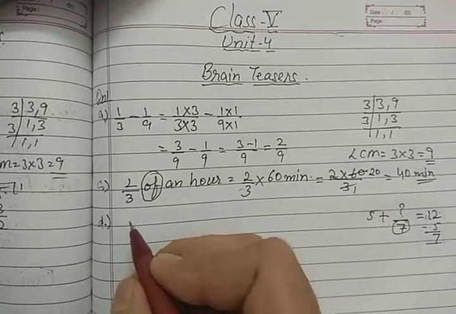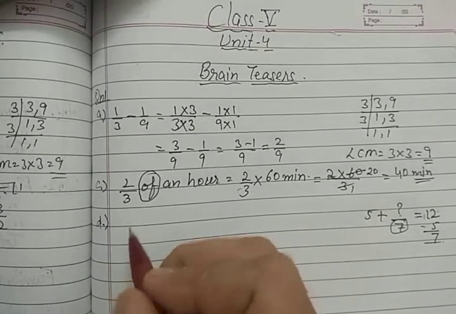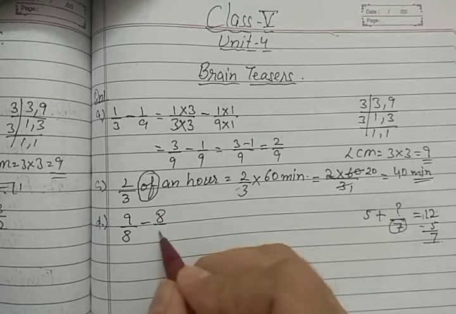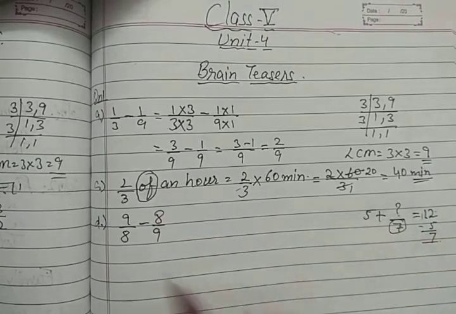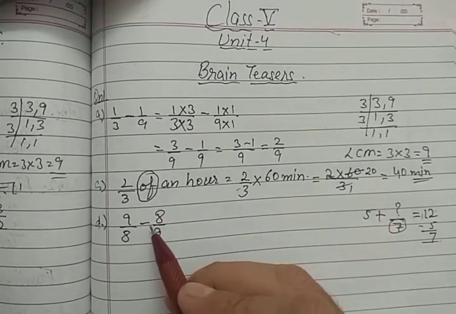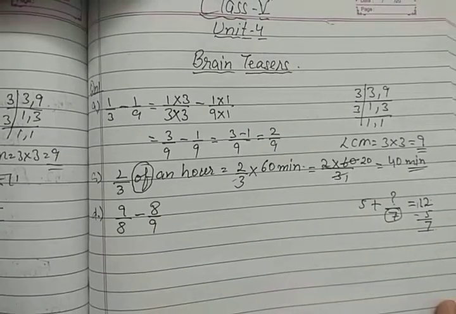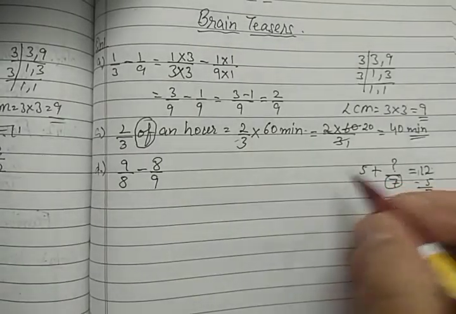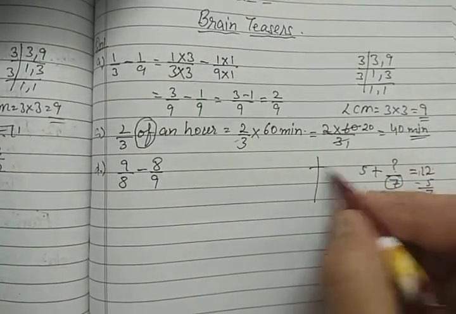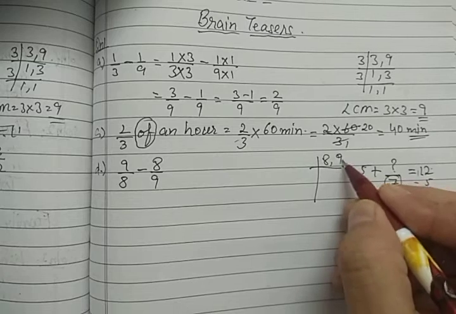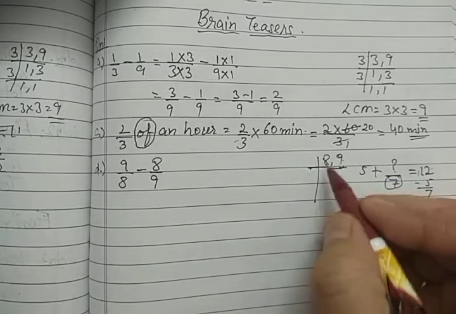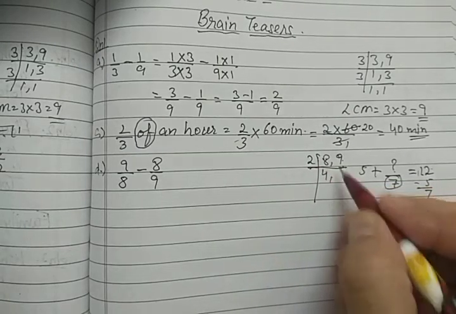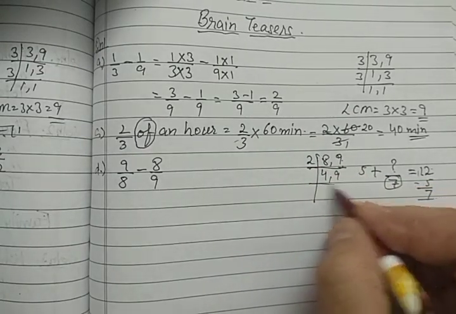So what we have to do, we have to subtract 9 upon 8 minus 8 upon 9. Now you know how to subtract. First of all, take the LCM. So take the LCM of 8 and 9. So it is 72. 8 is an even number, so it will come in the table of 2. 2 4s are 8. 9 does not come in the table of 2, so we will write it as it is.